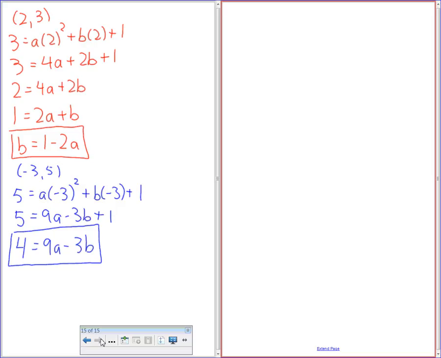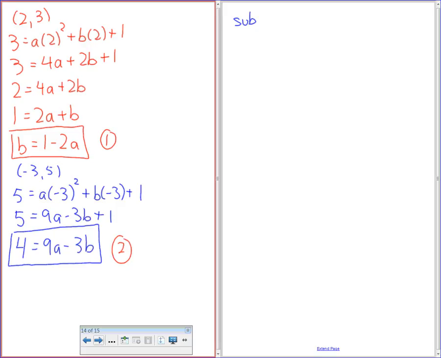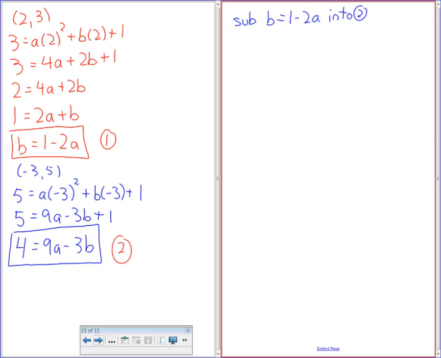Don't forget, I found 2 equations, 2 unknowns here, right? So you can just sub it in like we did conveniently on our substitution warm-up here, okay? So what I'm going to do is I'm going to sub now. I'm going to call this 1 and 2. I'm going to sub B equals 1 minus 2A into 2. So I'm going to call it then 4 equals 9A minus 3(1 minus 2A).